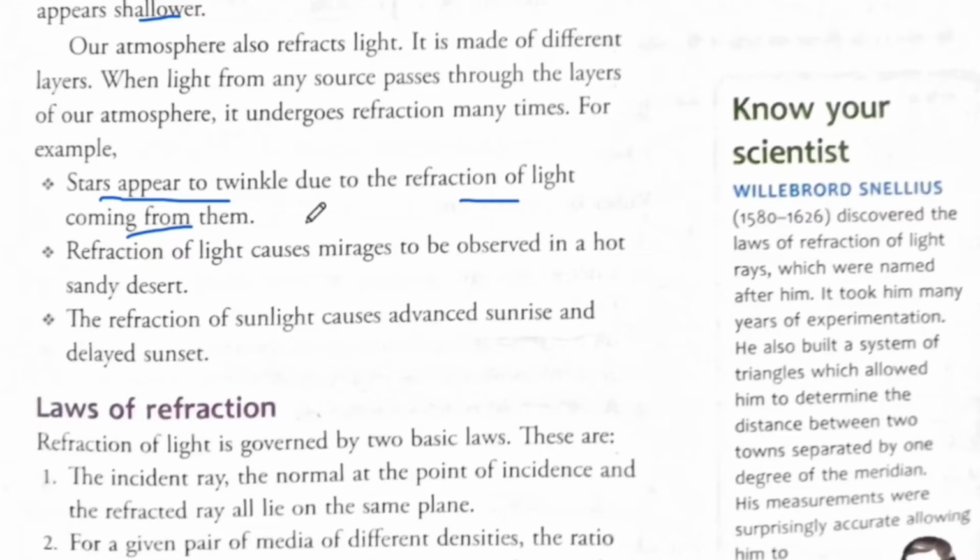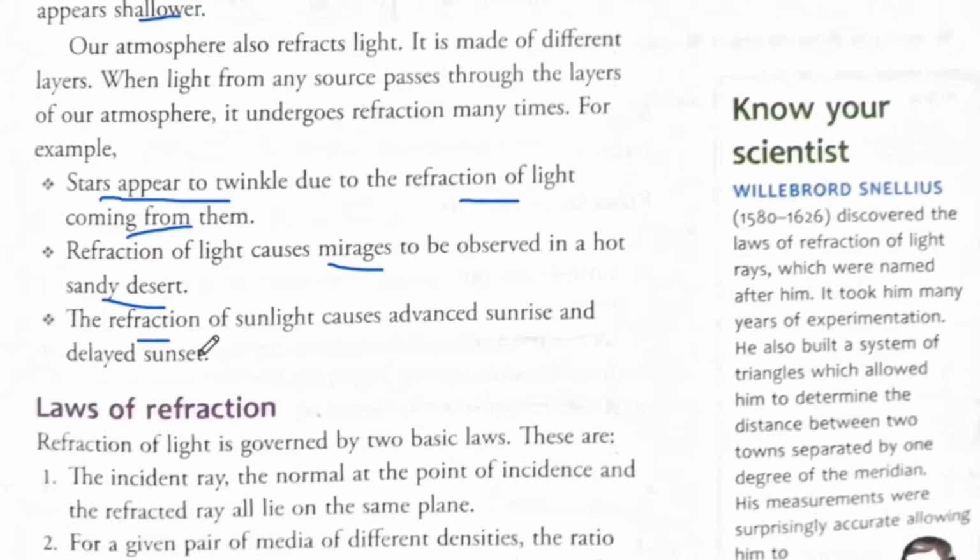And while the rays refract at different layers, for a fraction of a second, the stars disappear, go off from our sight, and again the very next moment they appear. When the ray of light takes up a new route, then the stars again become visible. So these things happen, students. The stars appear twinkling. So the refraction of light in different layers of atmosphere causes the stars to appear twinkling. Students, refraction also causes mirages in sandy deserts.